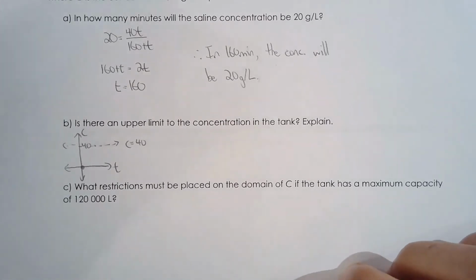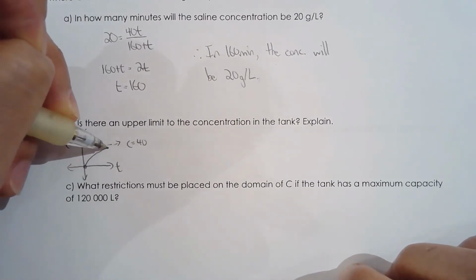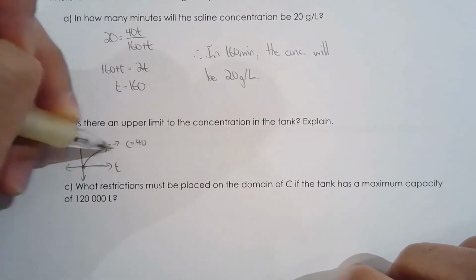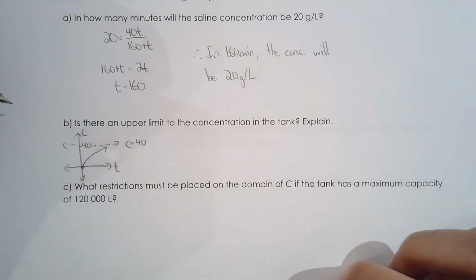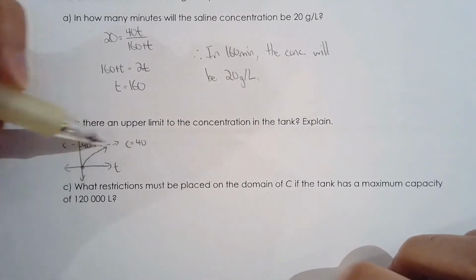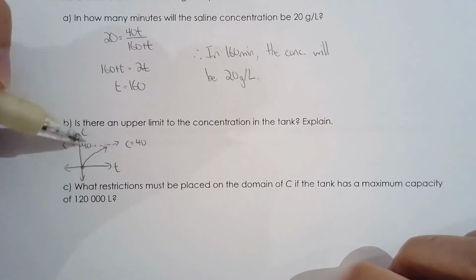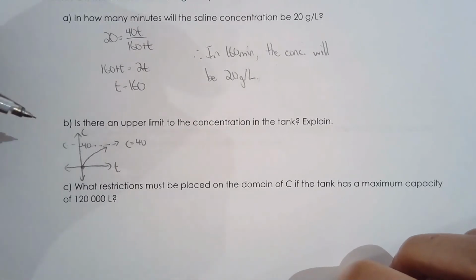And then you start infusing it with this 40 gram per liter salt water at a rate of 500 liters per minute. That's why it gets more and more concentrated. And in fact, there's an upper limit. Because you're infusing it with a solution of 40 grams per liter, there's no way that the concentration of the solution exceeds 40 grams per liter. You're using a 40 gram per liter solution. How is it possible that the concentration will exceed that concentration?